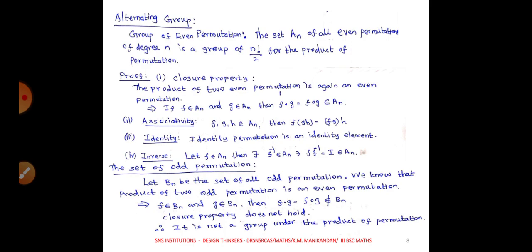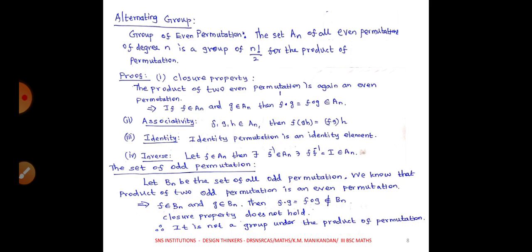And the identity permutation is an identity element. Inverse: let f belong to An, then there exists an f inverse belonging to An such that f dot f inverse is equal to I, which also belongs to An. So therefore the set of all even permutations forms a group under the product of permutations. But the set of all odd permutations is not a group.